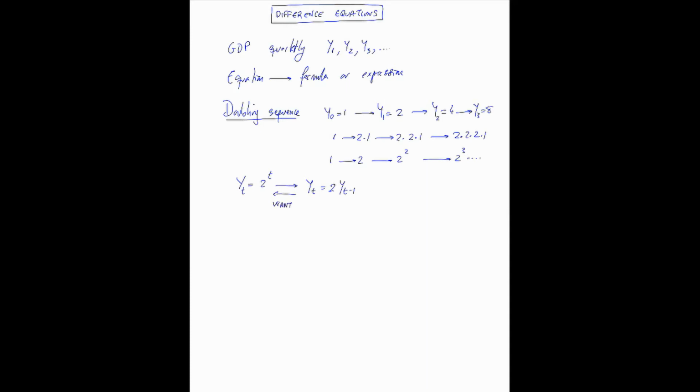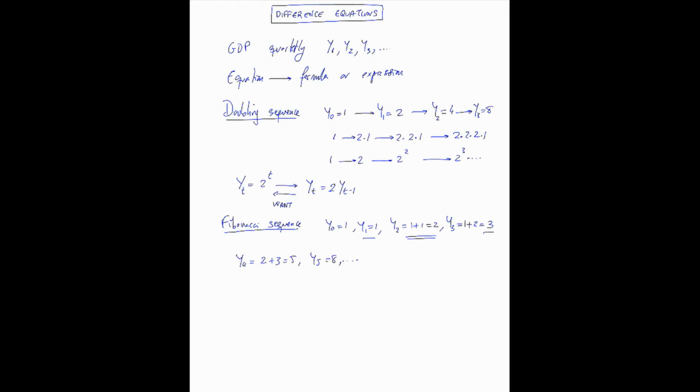Let's consider another example, which is the Fibonacci sequence. This sequence starts with the first two numbers equal to 1, then the next one is the addition of these two, 1 plus 1 is equal to 2. Then the third one is the addition of the two previous, which is the 1 here plus 2 here, equal to 3. Then the next one will be 2 plus 3, equal to 5. Then 8, and so on.